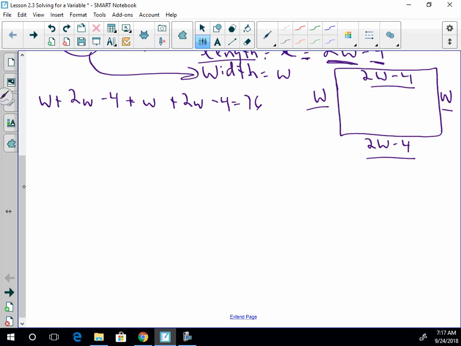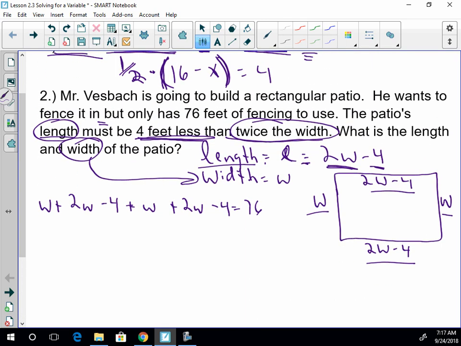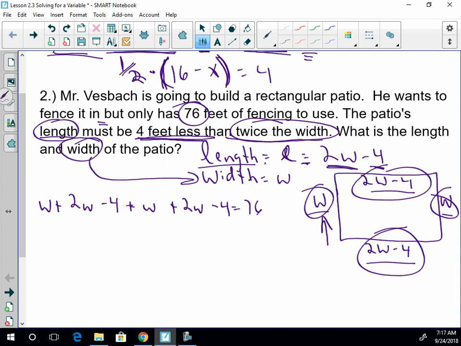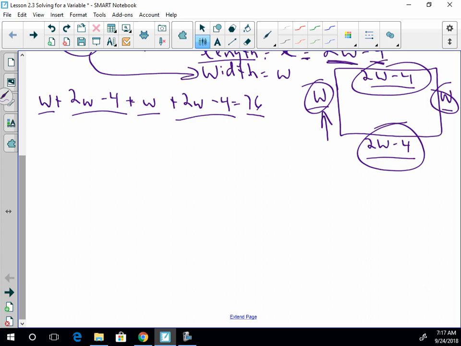Okay, so let's go back to the problem. And what is my length and width supposed to add up to? Okay, we're talking perimeter here. It's supposed to add up to 76 feet. So that means if I took all of these sides and added them up, I should get 76 feet. So that's exactly what I'm going to do. So if I start on the left-hand side here, it's just W plus 2W minus 4 plus W plus 2W minus 4 equals 76.